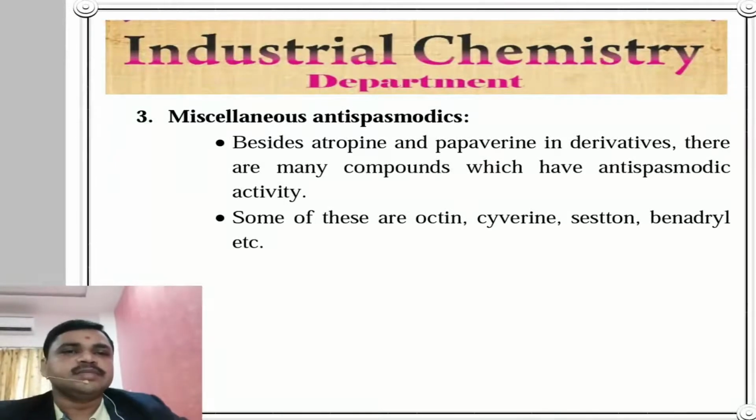And last, number three, miscellaneous antispasmodics. Besides atropine and papaverine derivatives, there are many compounds which have antispasmodic activity. Some of these are octine, cyvarine, cystone, benadryl, etc. These are miscellaneous antispasmodic compounds.